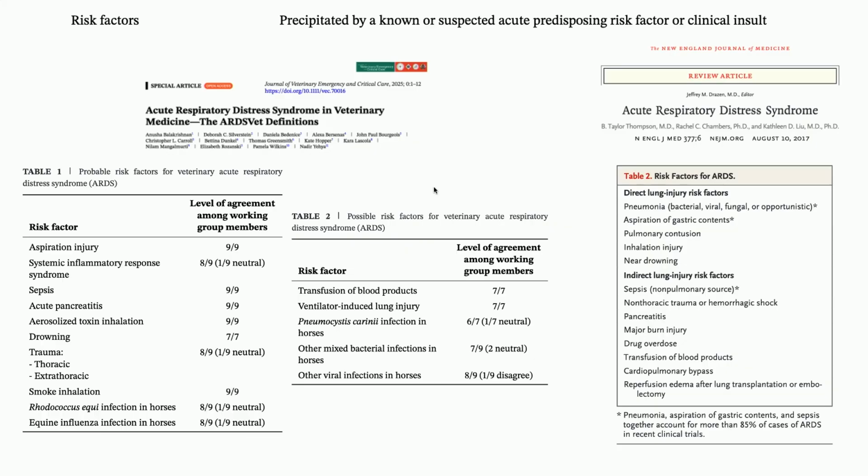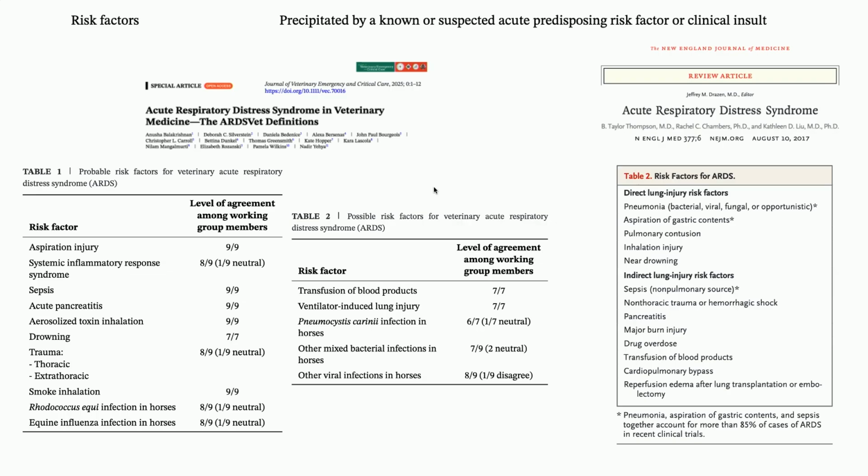So we need this to be precipitated by a known or suspected acute predisposing factor. I think one of the bits that, when I was first learning about ARDS, confused me a bit is that it can be either a pulmonary disease or a non-pulmonary disease that can be a risk factor for ARDS. And we kind of treat the ARDS that develops from either underlying pulmonary disease or non-pulmonary disease relatively similarly.